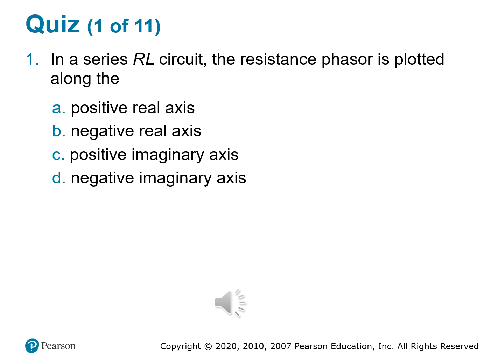All right, so question 1 of the quiz. In a series RL circuit, the resistance phasor is plotted along the what? A, positive real axis, B, negative real axis, C, positive imaginary axis, or D, negative imaginary axis. Go ahead and pause the video now. Okay, so if you've come back, the answer for this one is A, the positive real axis.